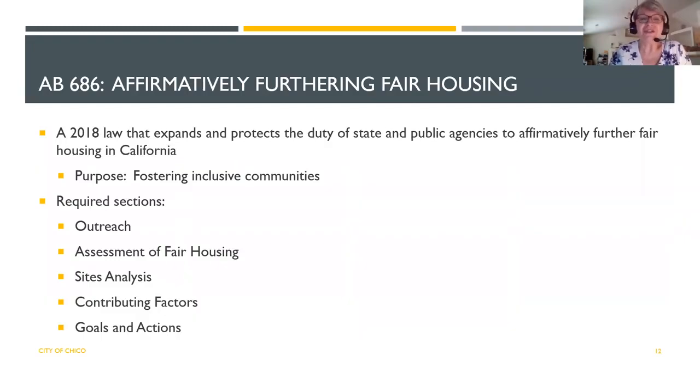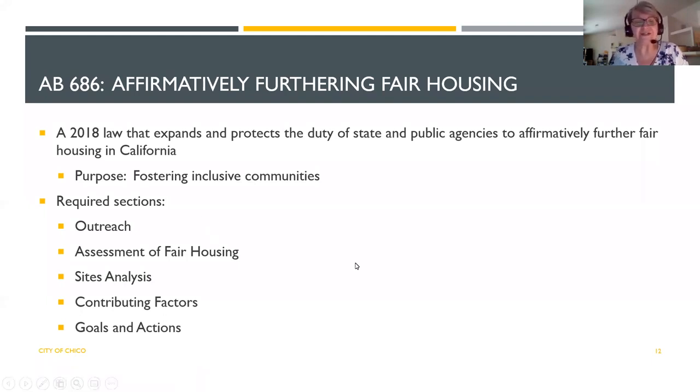I wanted to briefly touch on AB 686, which was a piece of legislation adopted a couple of years ago that amended the housing element law rather significantly. This is the requirement that each housing element affirmatively further fair housing. And it very distinctly describes what must be involved in the assessment of fair housing. So again, this was a 2018 law that expands and protects the duty of state and public agencies to affirmatively further fair housing in California with the purpose to foster inclusive communities.